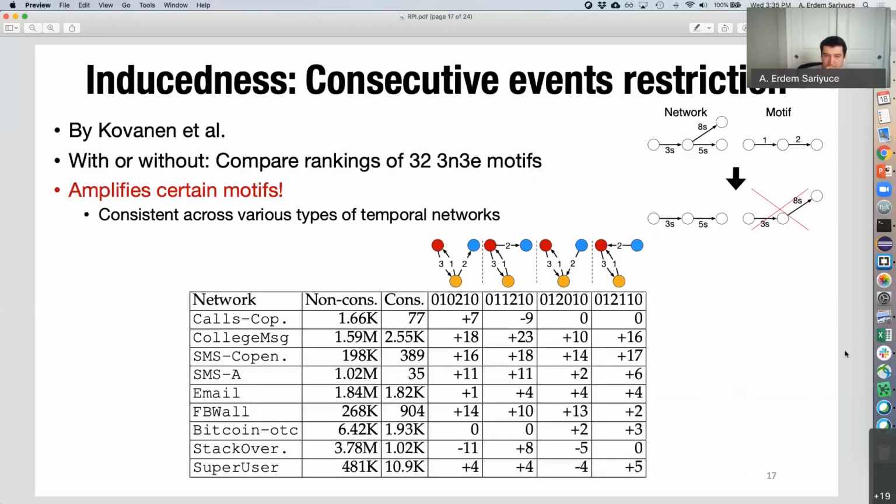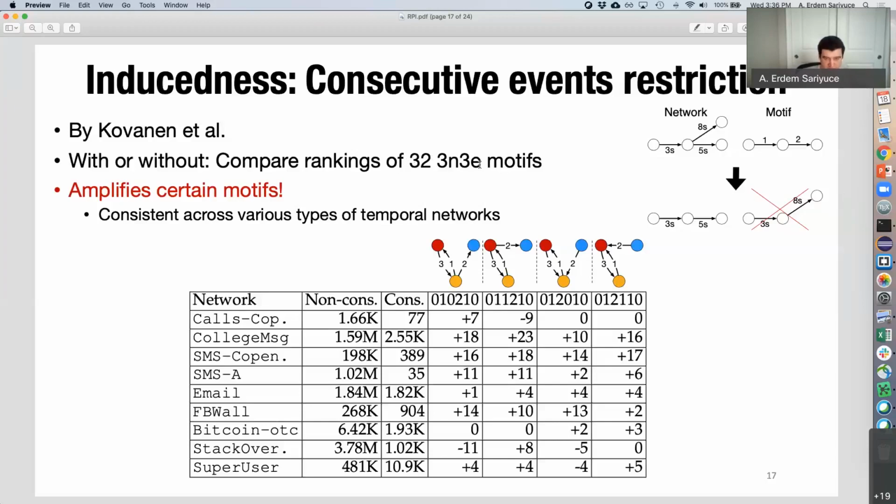So for the inducedness, I'm only going to show this experiment, the consecutive events restriction. I remember it was the definition. If you want this motif, if you have this network, you don't allow 3 and 8 because there is that 5 that the middle vertex is supposed to be part of. So what we did is we counted the motifs by enforcing the consecutive events restriction and not enforcing it. We'll look at the 3-node 3-event motifs only.